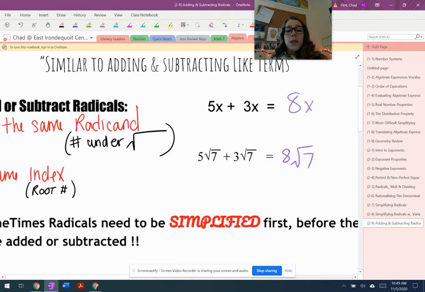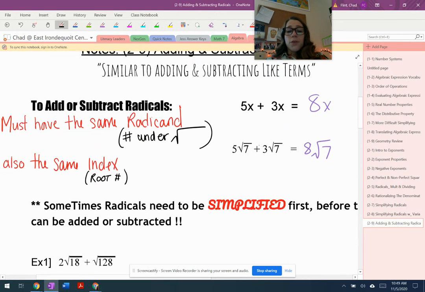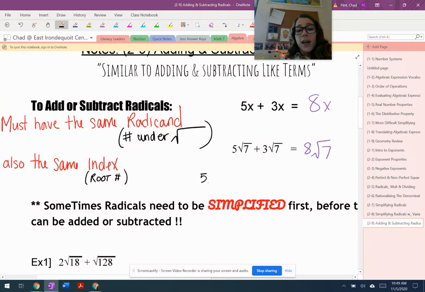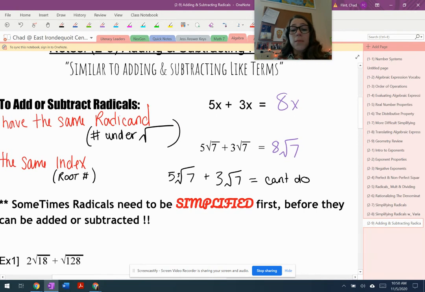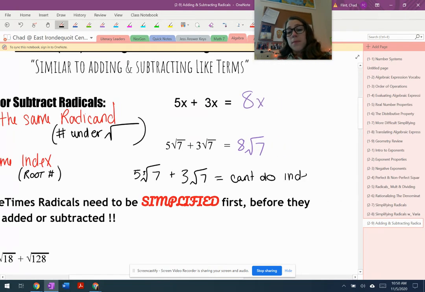So just like we were looking here at this little mini example, the square root of 7 has the same radicand as 7, the same number under the root. And both of those were a square root because they have the same index. So if I were to have something like 5 cubed roots of 7 plus 3 square roots of 7, this I can't do. Even though the number under the radical is same, the indexes aren't the same.